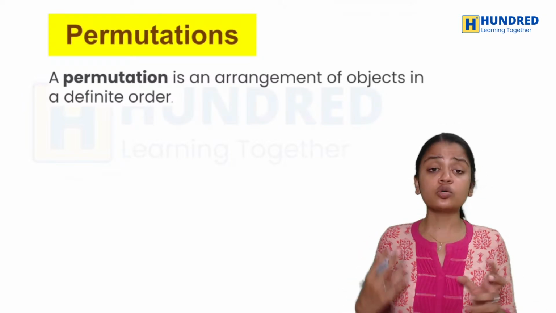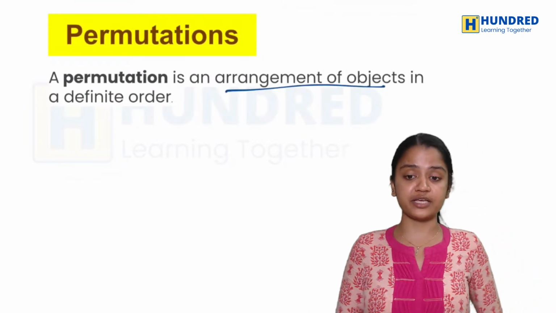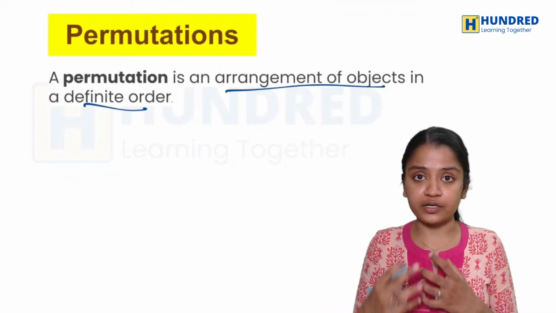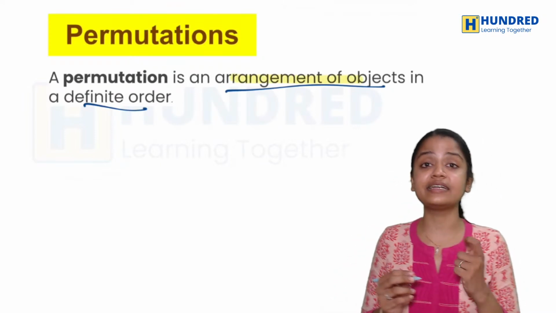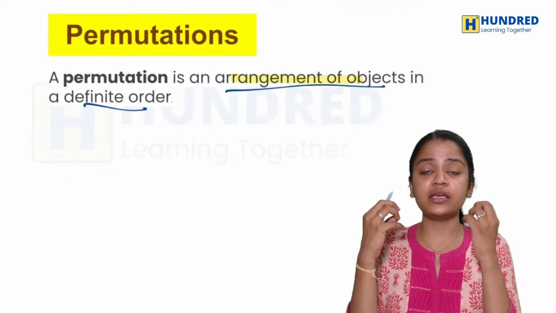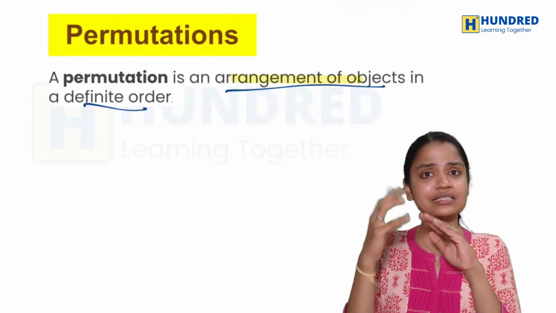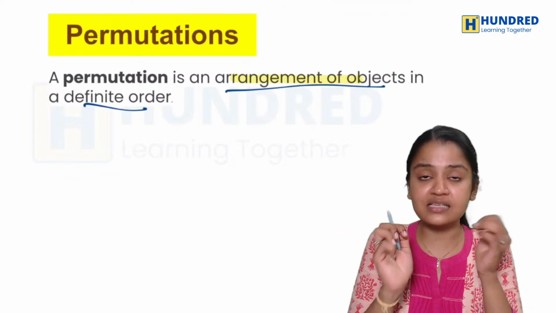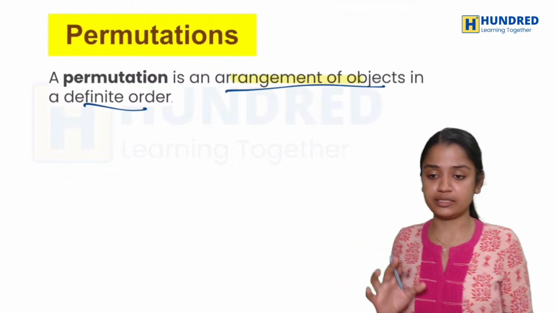So what is a permutation? Permutation is nothing but the arrangement of objects in a definite order. You may ask, is the order fixed? No, the order is not fixed. The order is defined according to the problem, and the arrangement of objects in the order given is called a permutation. I hope you are clear with it.